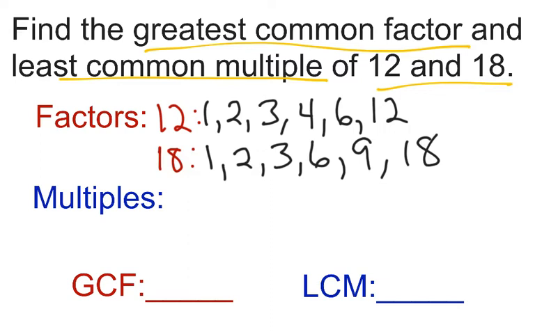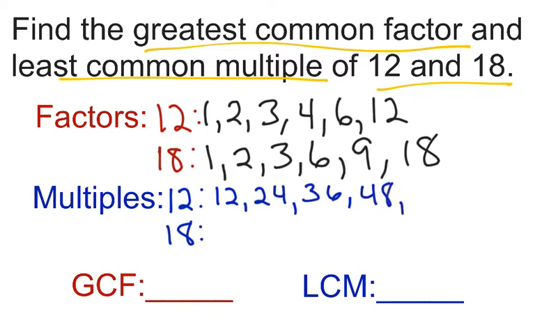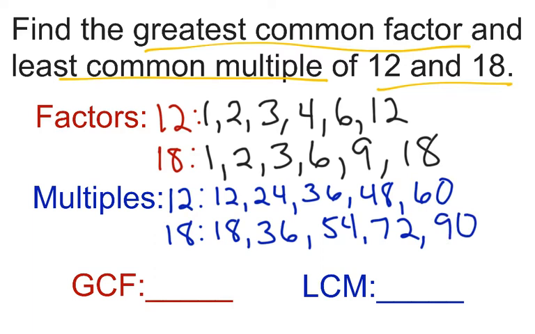Now we can look at our multiples. Multiples of 12, of course, think multiples multiply. We have 12, we have 24, because 2 times 12 is 24. Then we have 36, because 3 times 12 is 36, 48, and 60. And I'm going to just stop there, and if I need to go on longer, I can, but I usually like to stop after the first few just to double check and compare. Then we have 18, we have 36, and we have 54, 72, and 90. And I'm going to stop there.